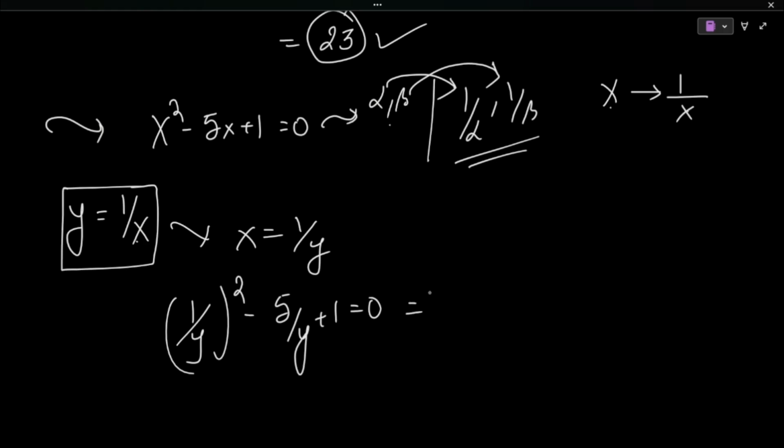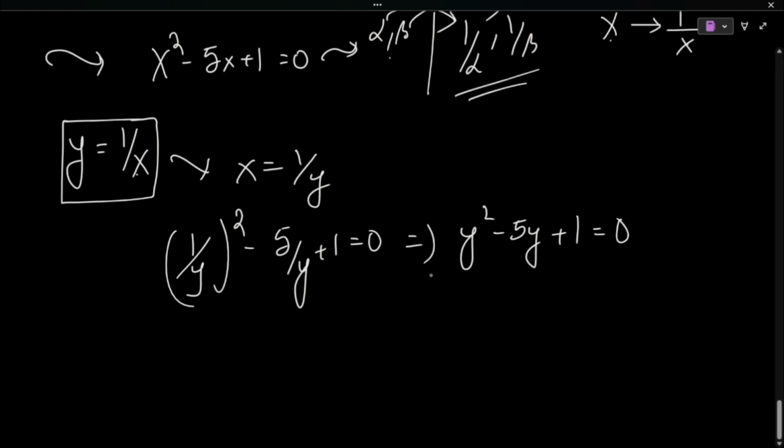And then you simplify it to make it a quadratic equation. So you basically multiply by y square. So what do you get? Y square minus 5y plus 1 is equals to 0. And this would mean that you have 1 by y square minus 5 by y plus 1 equals to 0. And that basically gives you the same answers. So this is how this entire thing works here.